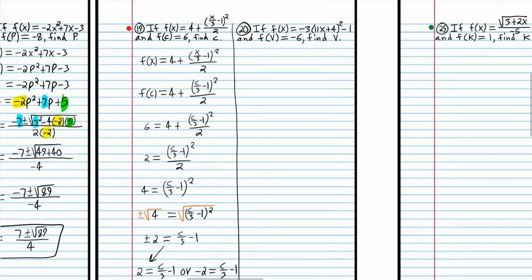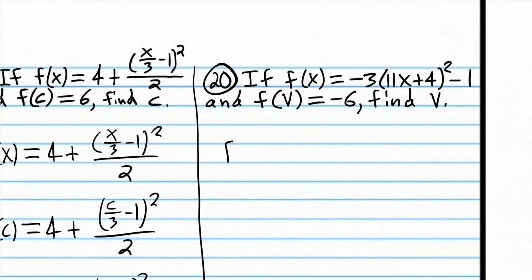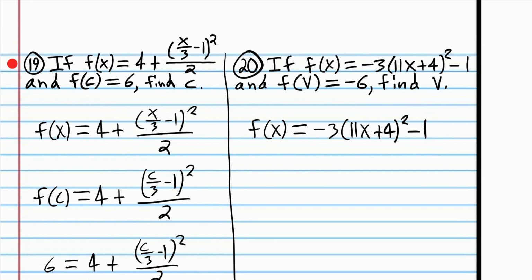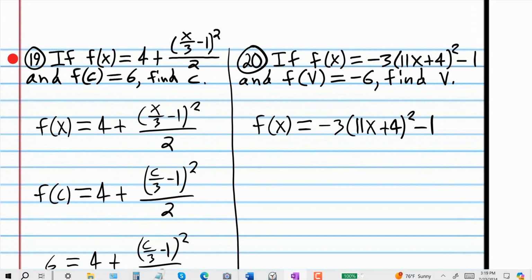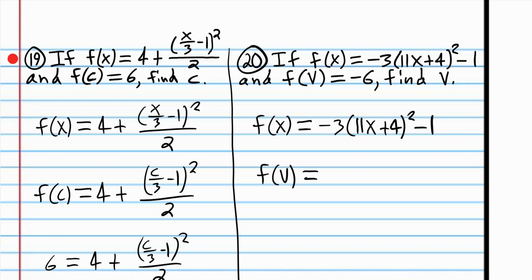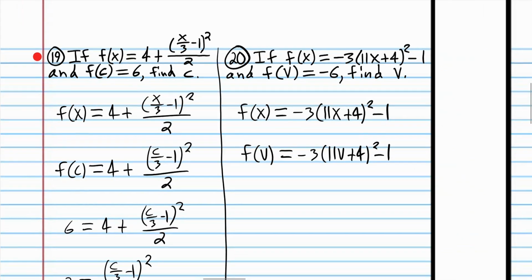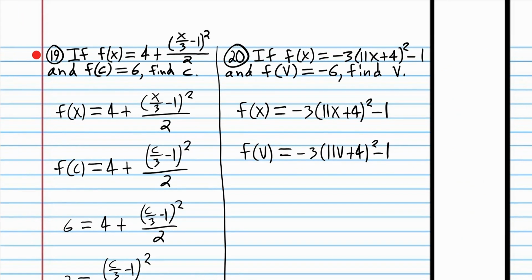So let's try another one of those problems before you try one on your own. So we're told that f of x is equal to negative 3 times 11x plus 4 squared minus 1. And if that's true, we know that f of v must be the same thing, except with v plugged in. We're also told that if you plug in v as your input, your output is negative 6.